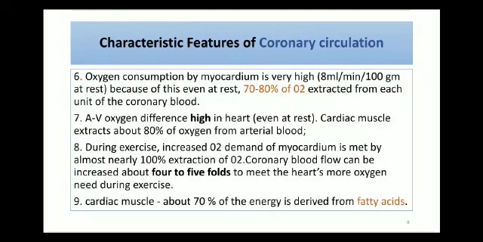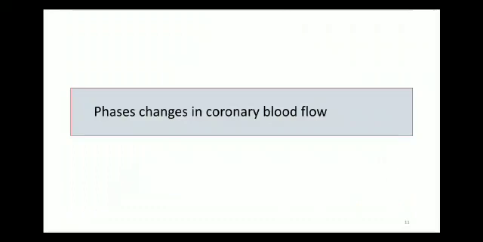This we'll discuss again. Now the cardiac muscle gets 70% of its energy from fatty acids. It gets some from carbohydrates, lactate, pyruvate also, but the major one is fatty acids. So that is another special thing. Coming to the phasic changes in the coronary blood flow.